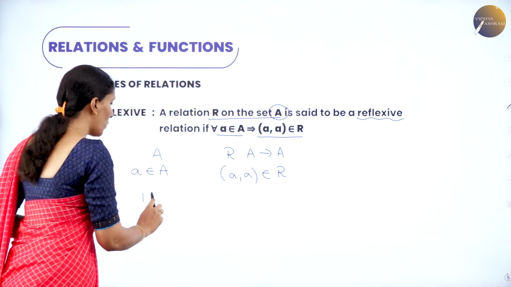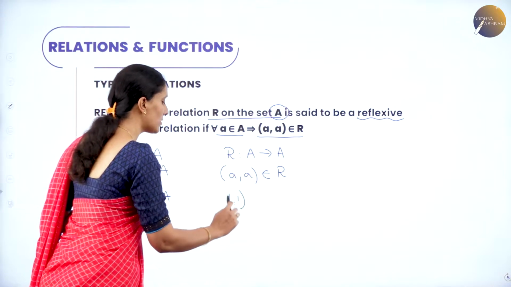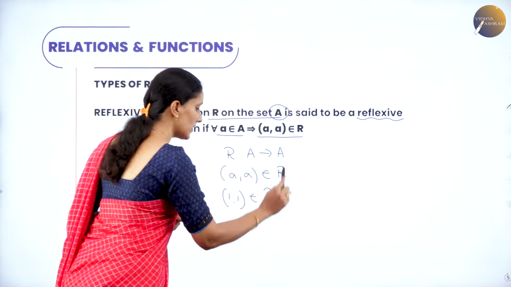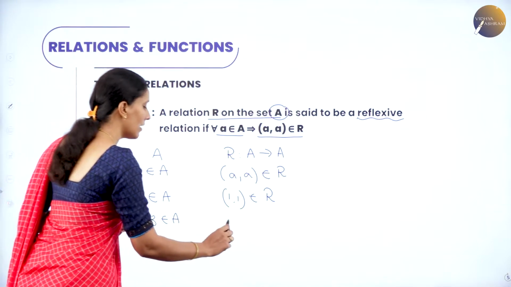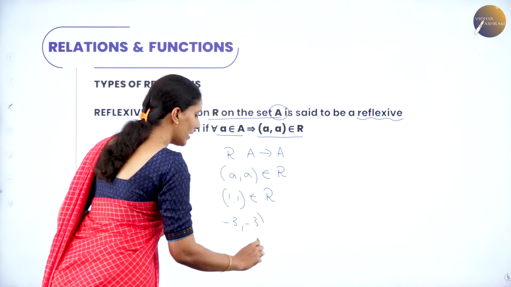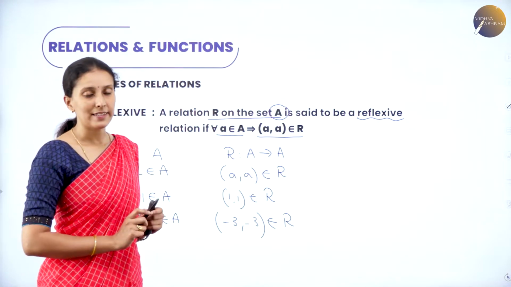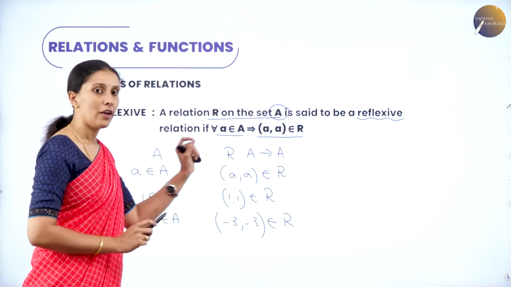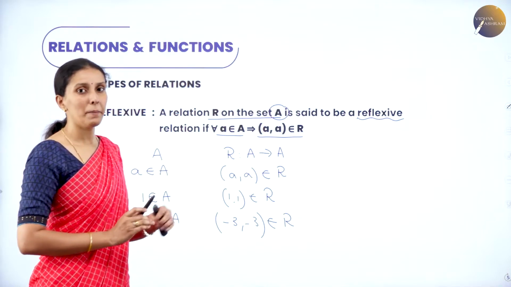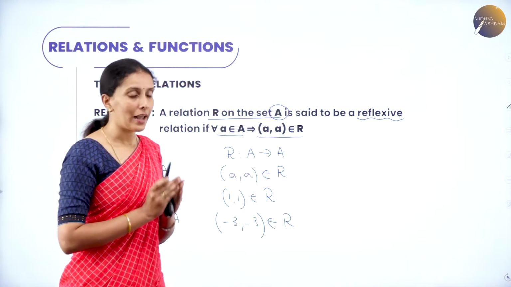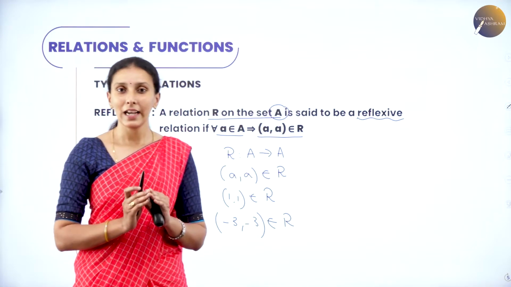Suppose I say 1 belongs to set A, then (1, 1) must be in the relation set. Suppose I say -3 belongs to A, then (-3, -3) must be an element in the relation set. Then only we say that R is reflexive. So for all the elements in A, they should obtain an ordered pair in the form of (a, a), which is present in the relation set.